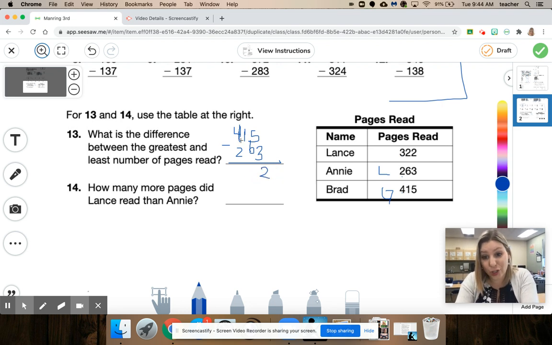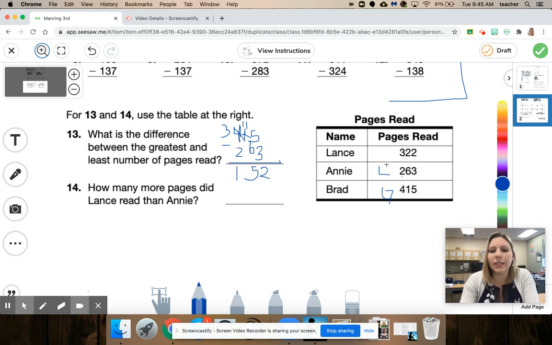1 minus 6, I do need to borrow. So I'm going to borrow from my hundreds. Instead of 400s, I'm going to have 3. Instead of 110, I'm going to have 11. 11 minus 6 is 5, and 3 minus 2 is 1. So my total is 152. Or not my total, my difference, my answer.